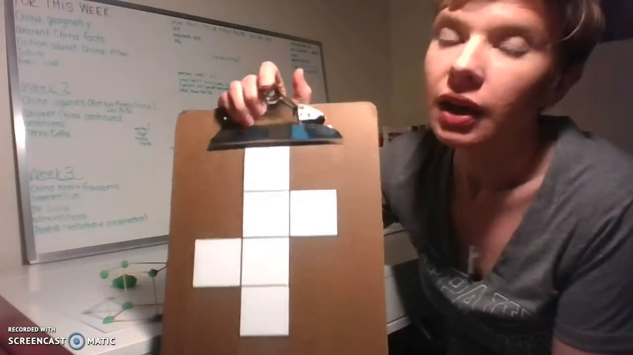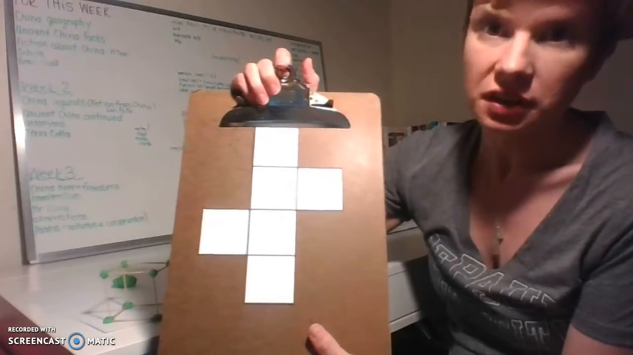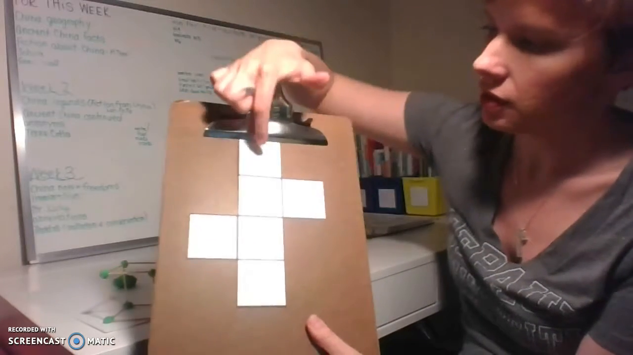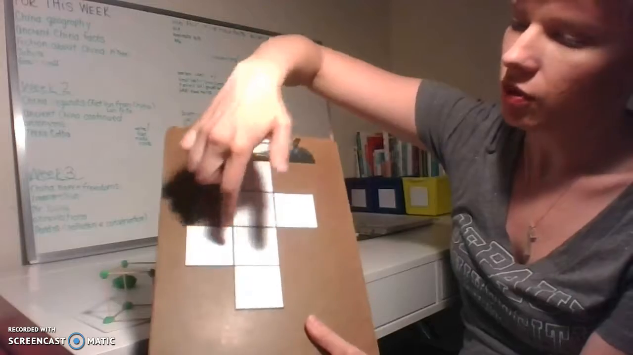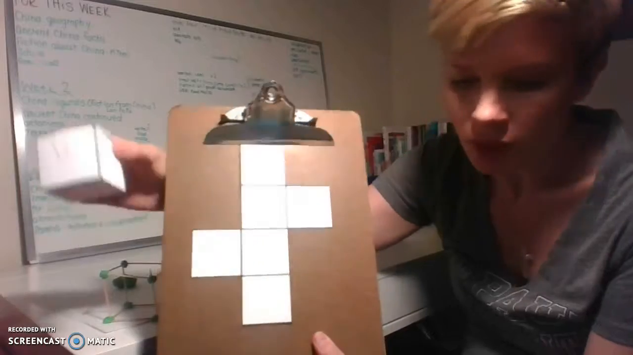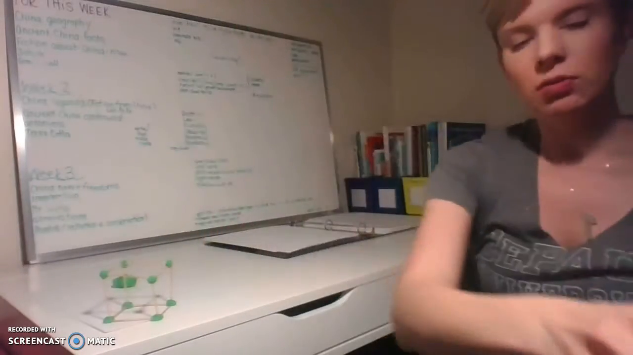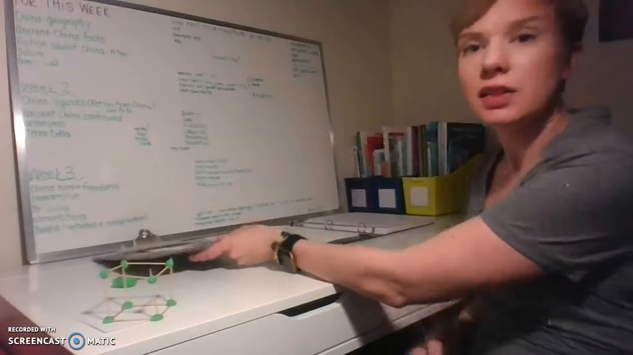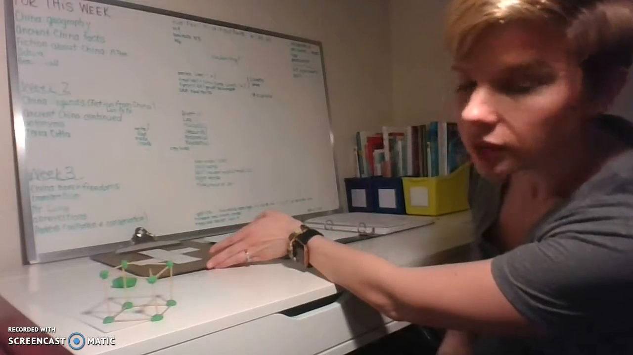This here is the net for a cube. So when I look at it, I can see all 6 faces laid out at once. I have 1, 2, 3, 4, 5, 6. And that's what gets folded up to make a cube like this. All right, so the cube has 6 faces, and the last thing that we're going to do today is we are going to draw cubes.